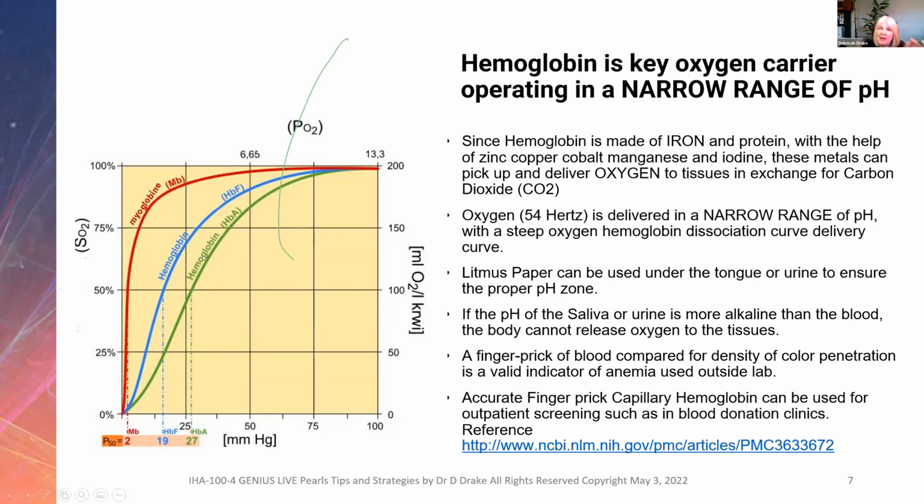And that's why many nutritionists say take vitamin C, which is an acidic ascorbic acid, with your iron tablets to keep the iron in an acidic state so it can be better absorbed. Iron in the alkaline state is very poorly absorbed.